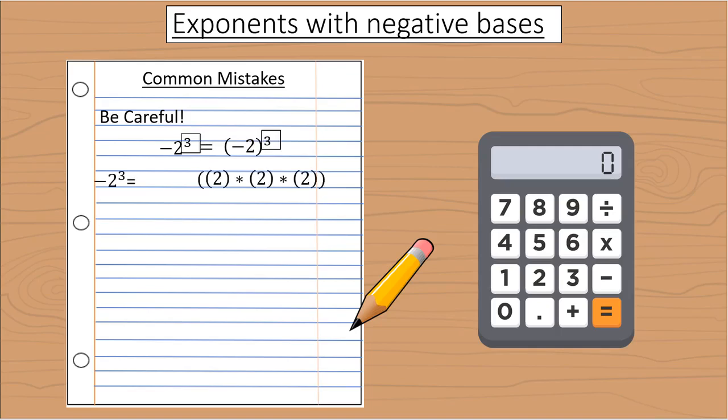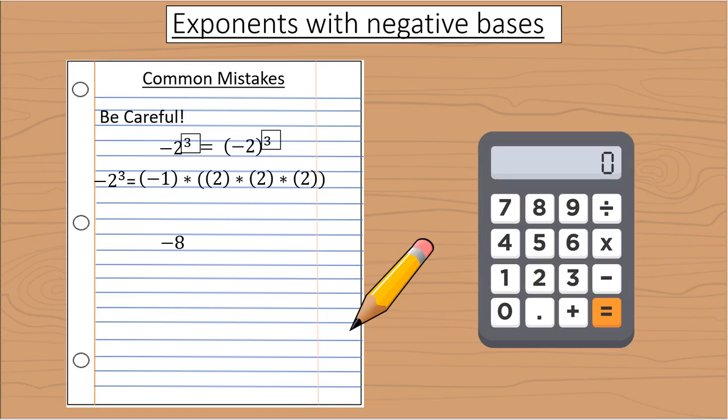In this case, we're going to take 3 of the 2's. So we have 2 times 2 times 2. Since we have a negative 1 in the front, that will make our final answer negative 8. Because we have 2 times 2 equals 4, 4 times 2 equals 8, and 8 times negative 1 equals negative 8.